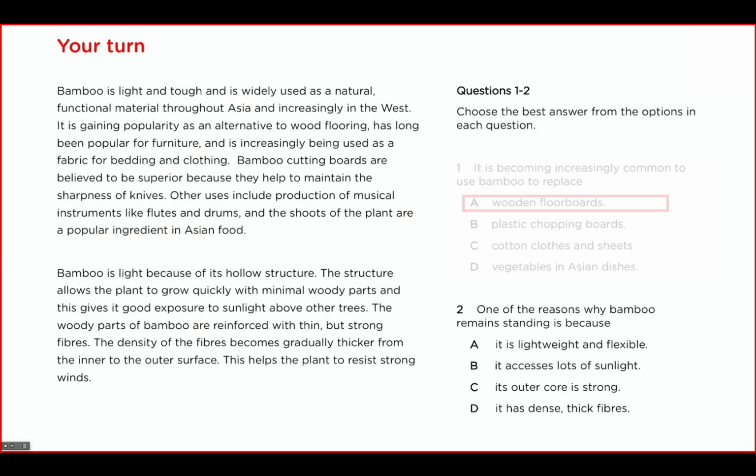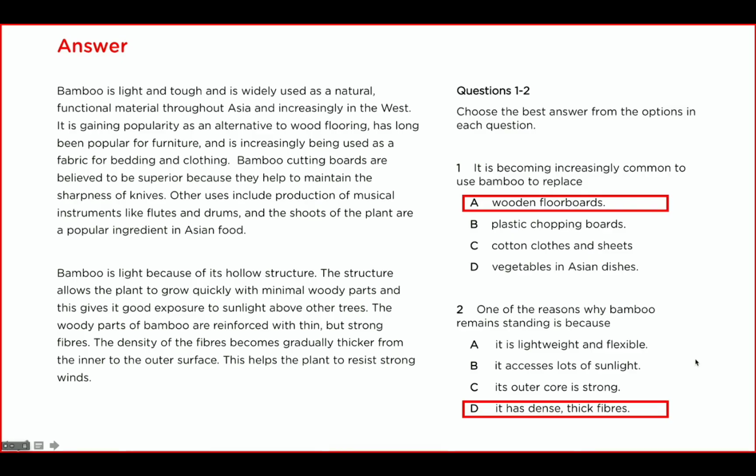Okay, number 2 says, one of the reasons why bamboo remains standing is because it is lightweight and flexible, it accesses lots of sunlight, its outer core is strong, it has dense, thick fibers. Okay, here's the answer. The answer is D. One of the reasons why bamboo remains standing is because it has dense, thick fibers.